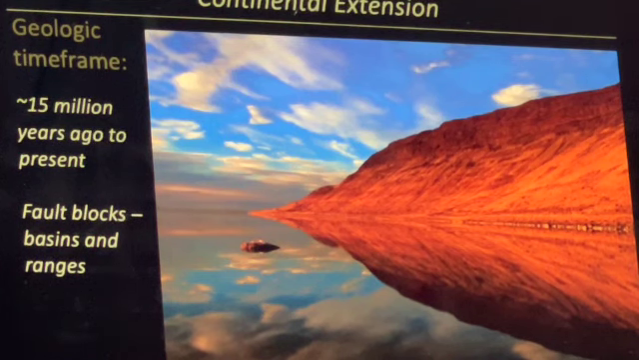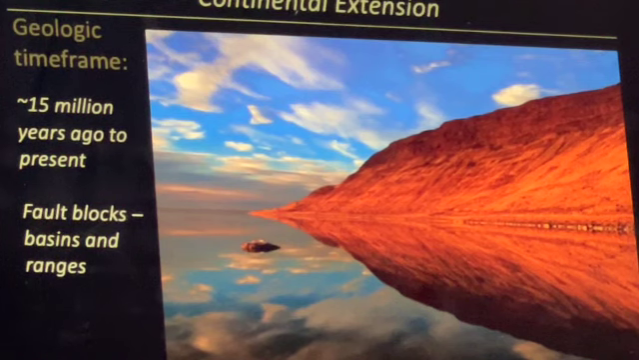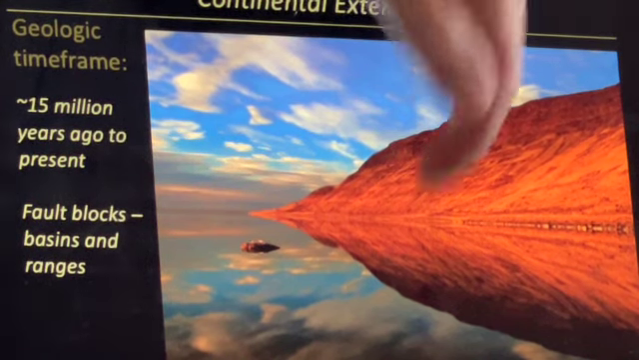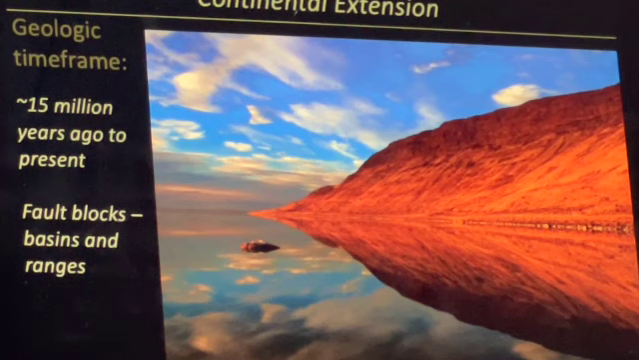Very similar to this, which is Abert Rim, the high block, and then Lake Abert, the low, dropped down block. And that is the fault. That line with that really steep cliff face is the fault. So when you stand at the base of Abert Rim, you're on that fault. The lake part dropped down, and the rim part was pushed up during this pulling apart of the crust.